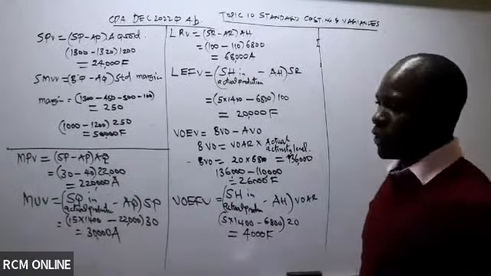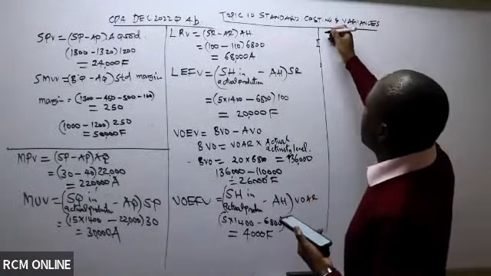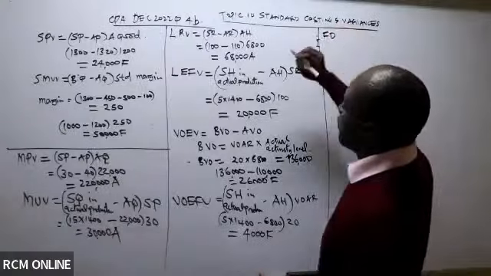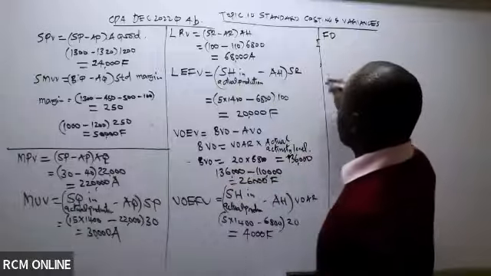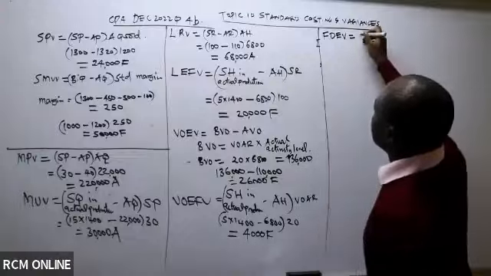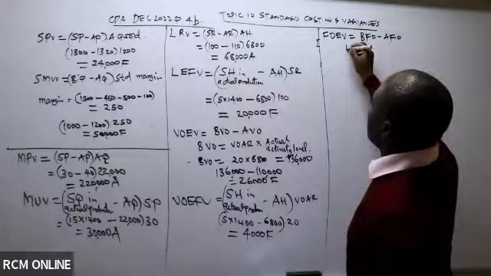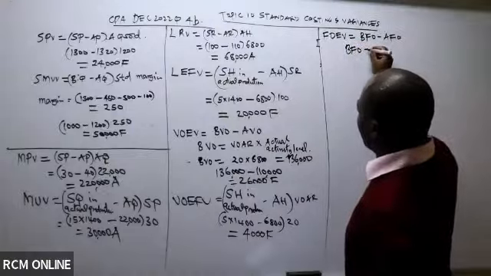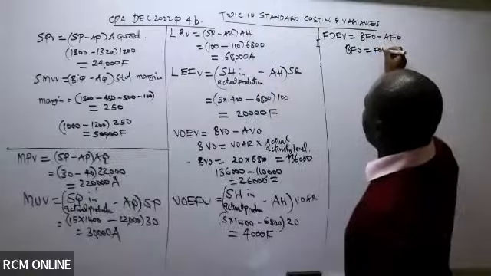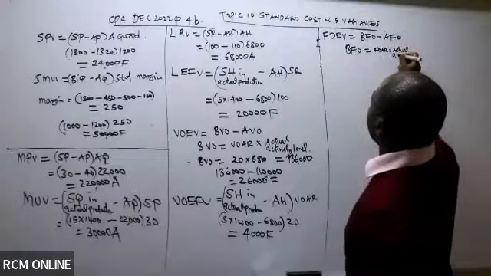We're done with the variable overhead. So we're going to the fixed overheads, which again is always interesting. So fixed overheads, we can talk about fixed overhead rate variance. It is fixed overhead expenditure variance. Fixed overhead expenditure variance is equal to budgeted fixed overheads minus actual fixed overheads. Budgeted fixed overheads is equal to fixed overhead absorption rate multiplied by actual activity level.